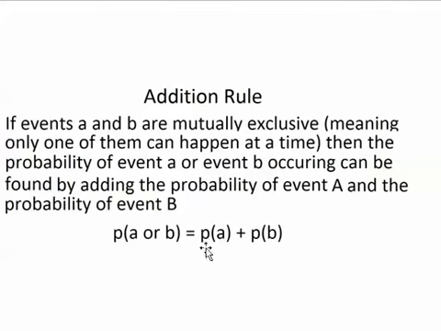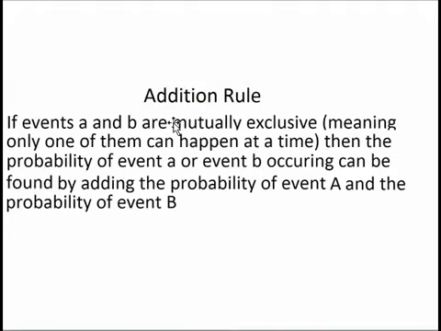So this is the addition rule down here. It says that if events A and B are mutually exclusive, you can find the probability of event A or event B happening by adding the probabilities of the two separate events. I wanted to talk a little bit about the addition rule. In probability, the addition rule says that if two events are mutually exclusive, meaning only one of them can happen at a time, then the probability of event A or event B happening can be found by adding the probabilities of the two separate events.